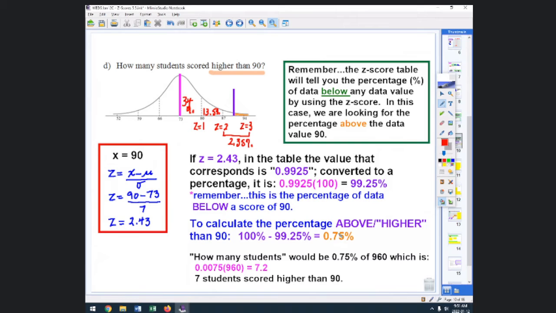Now, it says how many students. I have the percentage, but that's not the number of students. So I need to take 0.75% of 960. Well, to do that, you have to convert the 0.75 to a decimal. Does anyone know how you make a percent a decimal?